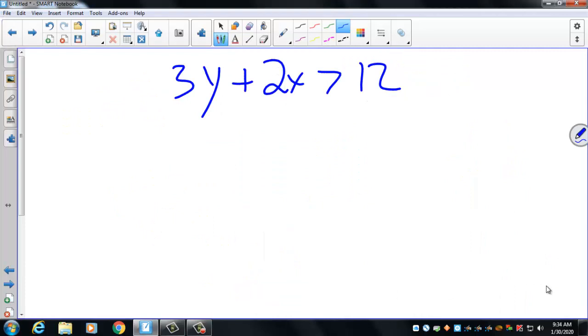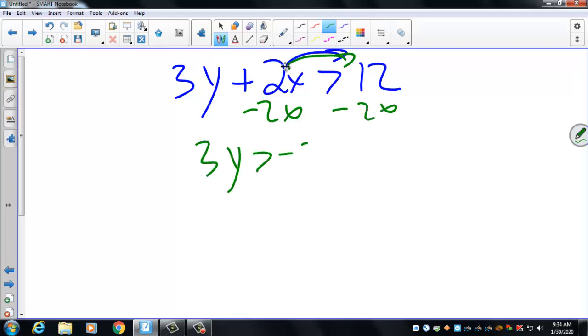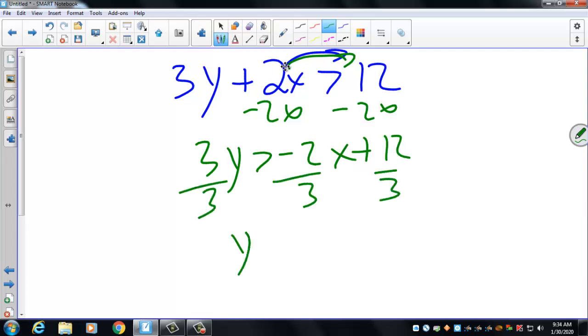Let us resume. I'm going to solve for y. So again, in order to solve for y, we're moving the 2x over. We're going to subtract 2x. 3y is greater than negative 2x plus 12. Divide by 3, divide by 3, divide by 3. Y is, do I rotate the inequality now or no? No, because we didn't divide by a negative. If we divided by a negative, we would have rotated the inequality. Negative 2/3 x plus 4, yes?